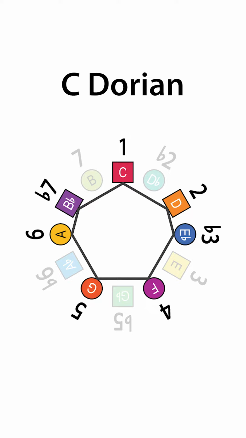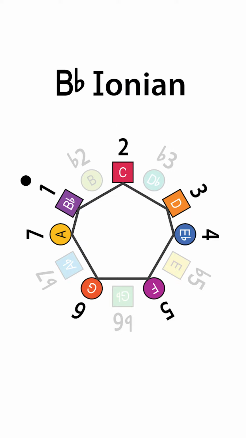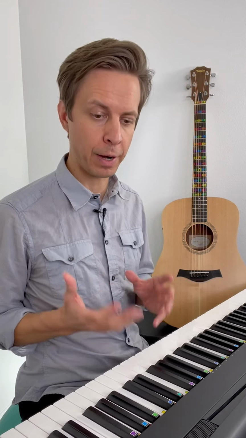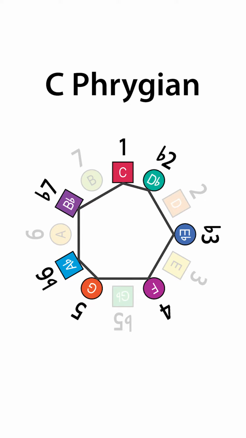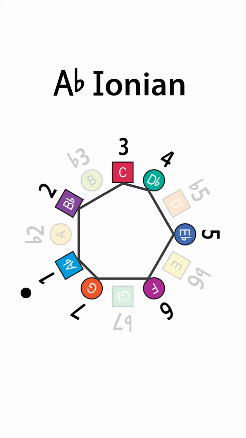From what major scale is this mode derived? Well, since the Dorian mode begins on scale degree 2 of its source scale, this means that when we go back a whole step, this is the major scale that C Dorian comes from, which is B flat major. And the same logic applies to all of the other parallel modes in each key. C Phrygian begins on the 3rd degree of its source scale, so reverse engineering that out, we land on A flat. So the C Phrygian mode comes from the A flat major scale.